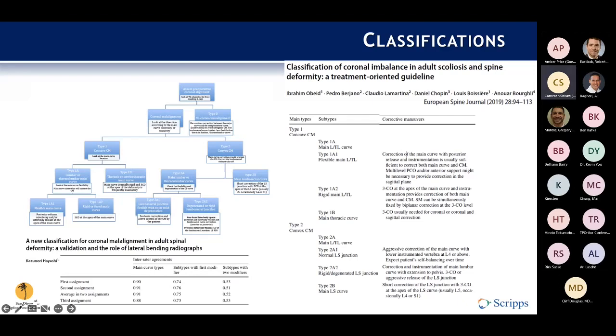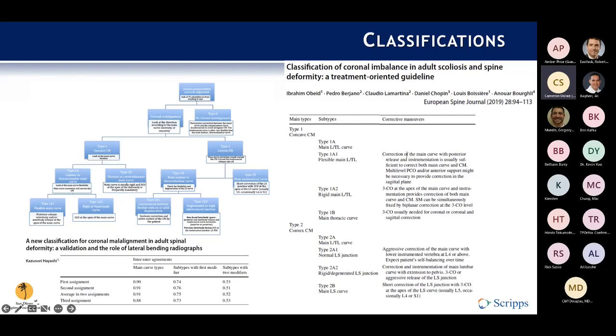In a convex curve, which is the type 2 subset here, the correction should be obtained at the lumbosacral junction. And then in the coronally aligned, or the type 0, to avoid any new changes, you should avoid hypercorrection of the main lumbar curve, as that can set you off on a bad path.